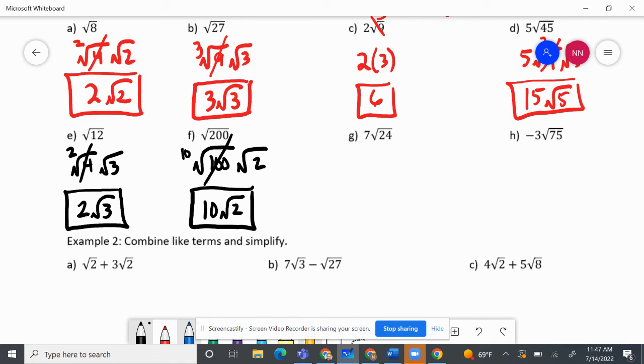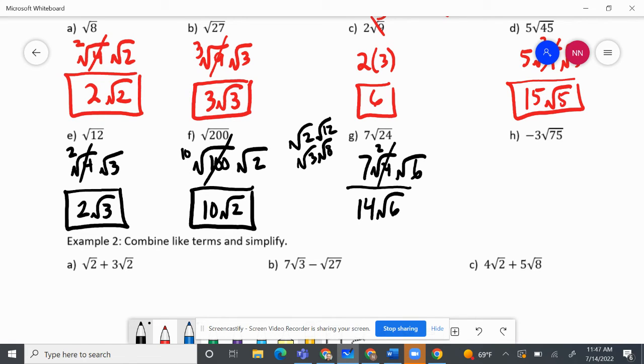24. Now remember, some people may say, oh, it could be 2 and 12, but we don't know the square root of either one. 3 and 8, once again, we don't know. But we do know 4 and 6 because the square root of 4 is 2. 7 times 2 is 14, so that's 14 square root of 6.